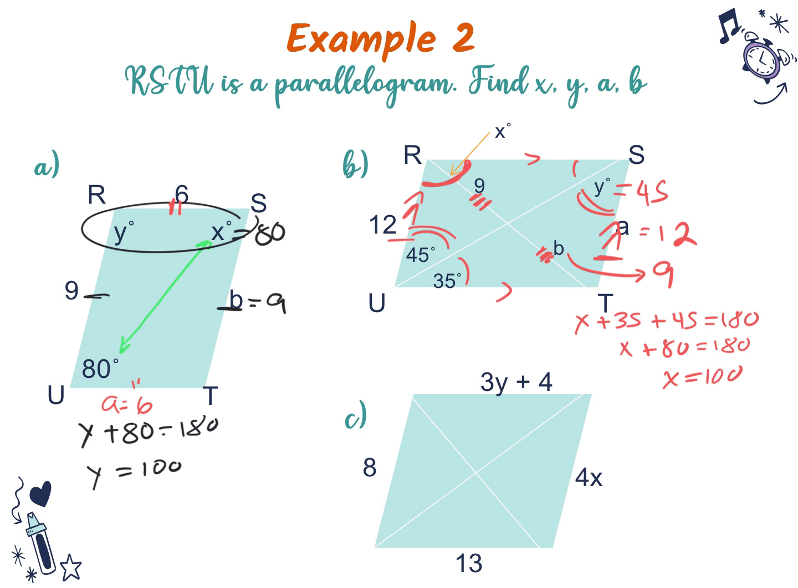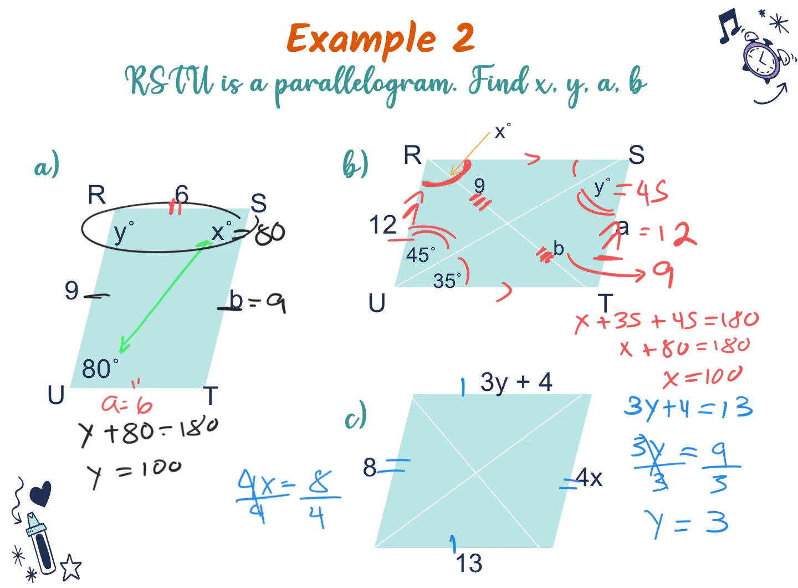All right, and for C, we have that this segment right here is congruent to this one, and these two segments are congruent to each other. So to find Y, I can say 3Y plus 4 equals 13. So I'm going to move the 4 over, and I'm going to get that 3Y is equal to 9. I'll divide by 3, and then I get that Y is equal to 3. Now, for the X, I'm going to do 4X is equal to 8. I'm going to divide by 4 on both sides, and I get that X is equal to 2.